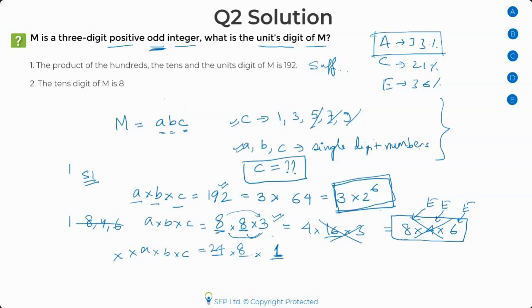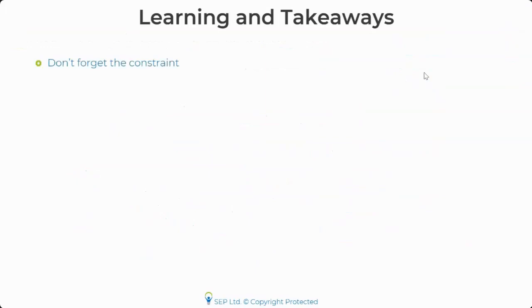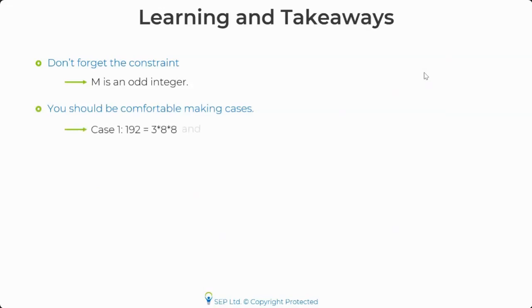In the meantime, I'll very quickly summarize the learning and takeaway. Number one, don't forget the constraint in these kinds of questions. The constraint here is an odd integer. And also you should be comfortable making cases. In this case, we tried to make all the cases, and we discarded some of them, saying this is not possible because of this constraint.